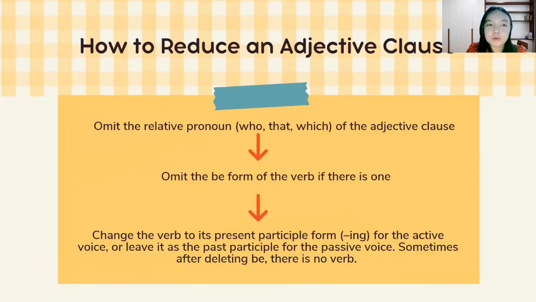Okay, let me recall you 3 steps how to reduce an adjective clause. First, omit the relative pronoun who, that, which of the adjective clause. Second, omit the be form of the verb if there is one. Third, change the verb to its present participle form for the active voice, or leave it as the past participle for the passive voice. Sometimes after deleting be, there is no verb.